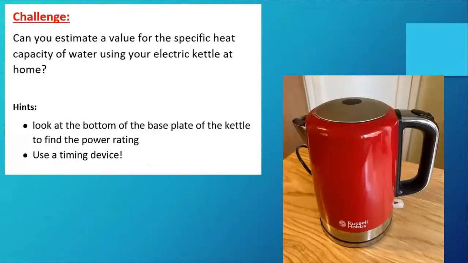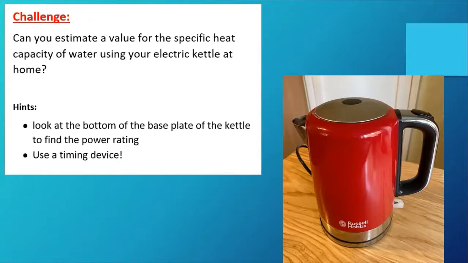Now, here's a challenge for you. Using an electric kettle from home, can you estimate a value for the specific heat capacity of water? Can you do the experiment? A few hints. Look at the bottom of the base plate of the kettle to find the power rating. Use a timing device. We're going to heat some water for a certain number of seconds, perhaps a couple of minutes. And what else? Well, we want E equals mc delta theta.